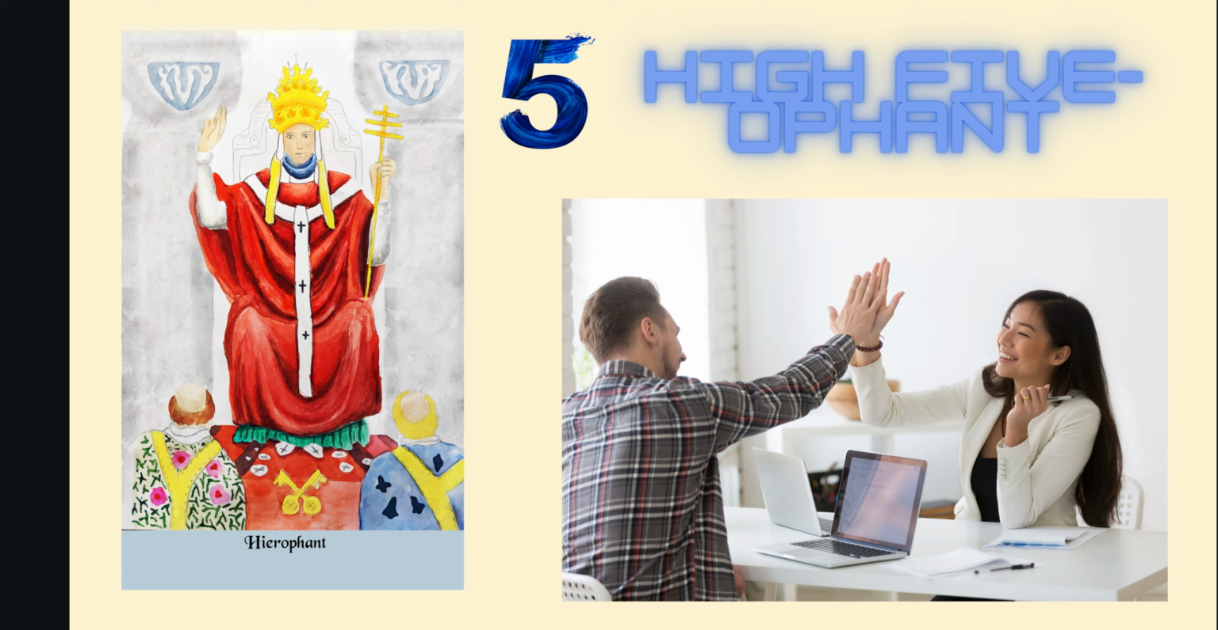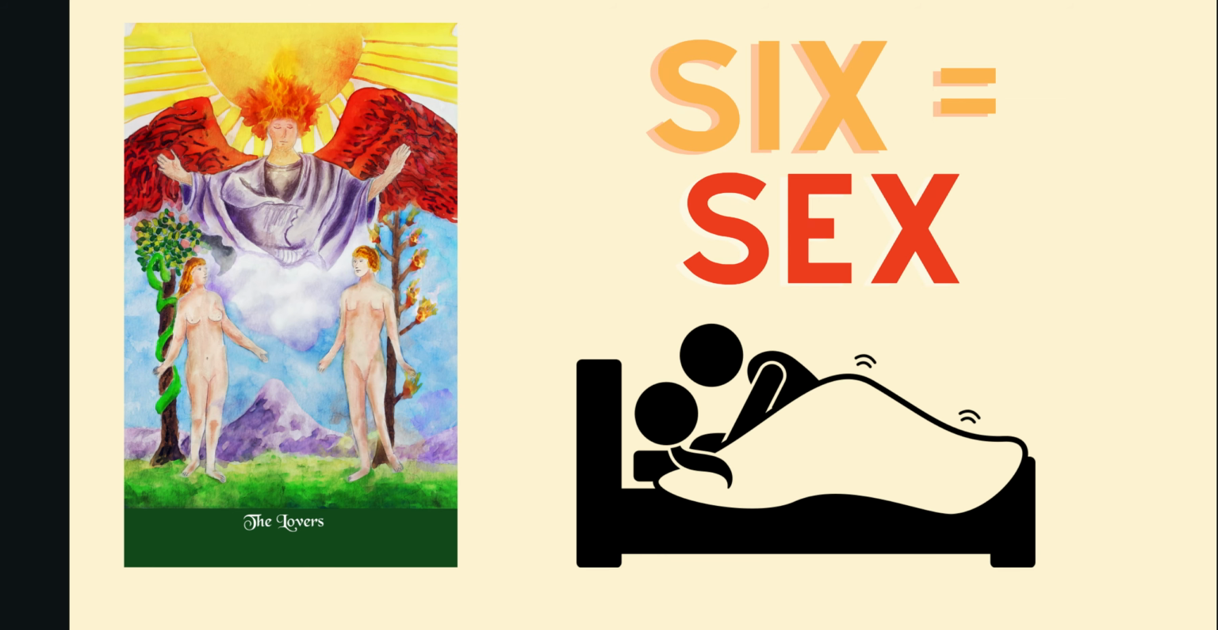Now you know that the Hierophant is the High Fiverant. Loves giving high 5s. Everybody in the church just loves high 5s. That's a big thing. The lovers love having sex. So their 6 is sort of similar to sex, sick sex. Now you know that they love having sex.